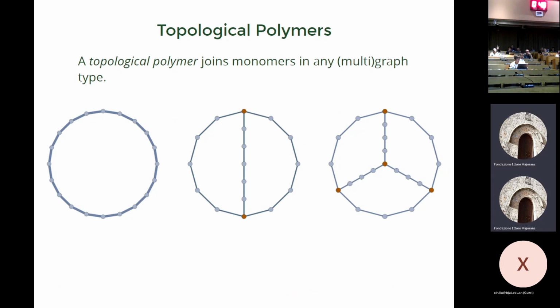Okay, so I'm going to use this phrase topological polymers, which I think was maybe coined by Tezuka, but maybe even earlier. So I'm just going to think of a topological polymer as something which is modeled on some graph or multigraph. So a cycle graph, some sort of subdivided theta graph, some more complicated graph, things of this nature.